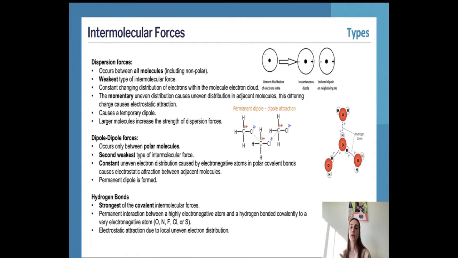And so that means that the chlorine of one chloromethane molecule is going to be attracted to the partially positive carbons of the neighboring chloromethane molecules. And so that then provides that attraction due to that constant uneven electron distribution and that permanent dipole which is being formed.